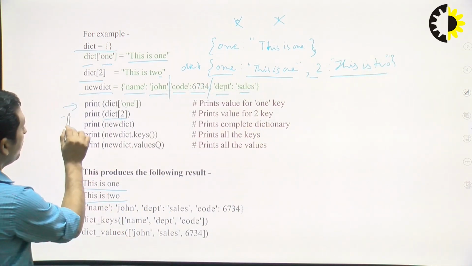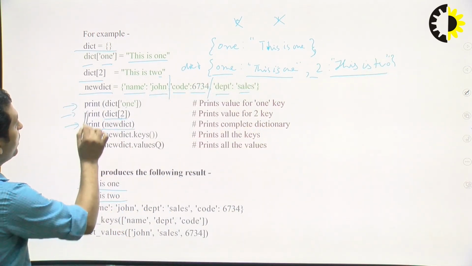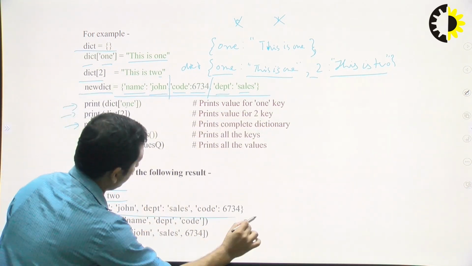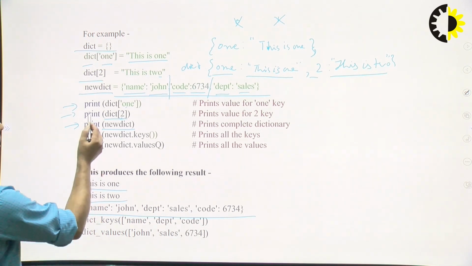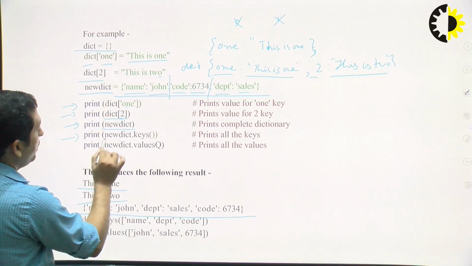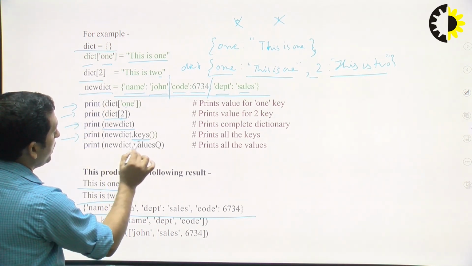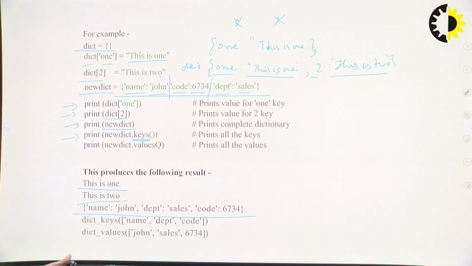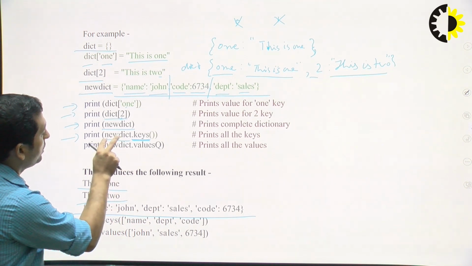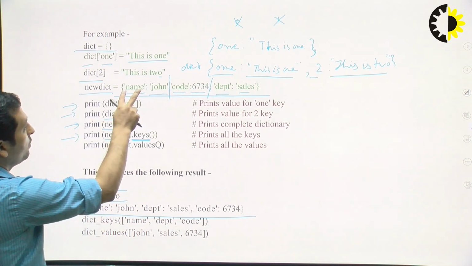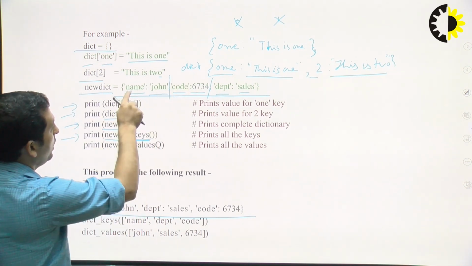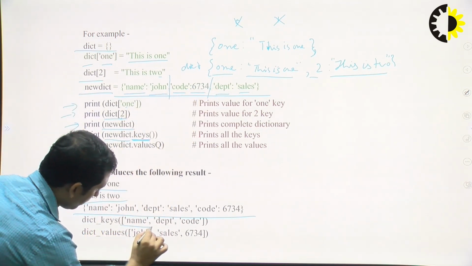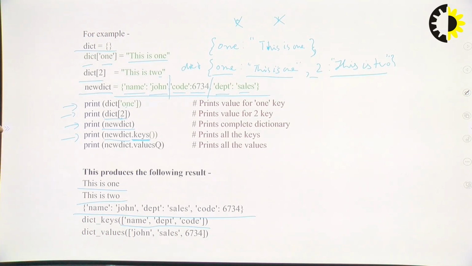Now next, print new dict. In the new dict, there are 3 items, so the whole dict will be printed. Next is new dict dot keys. Dot keys is a method. This will return all the keys in this particular object. New dict has 3 different keys, name, code and department, so this will print name, code and department.